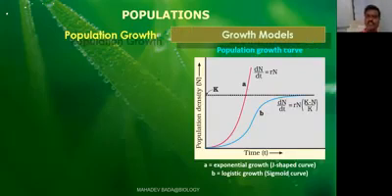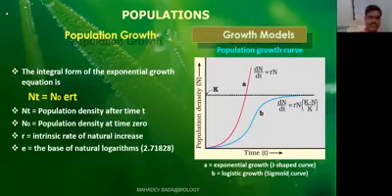I repeat, the equation for exponential growth is Nt equals N0 e to the power of rt, where Nt is the population density after time t, N0 is the population density at time 0, r is the intrinsic rate of natural increase, and e is the base of natural logarithms, and its value is 2.71828.